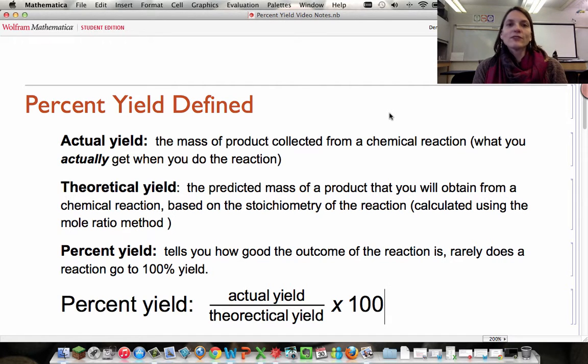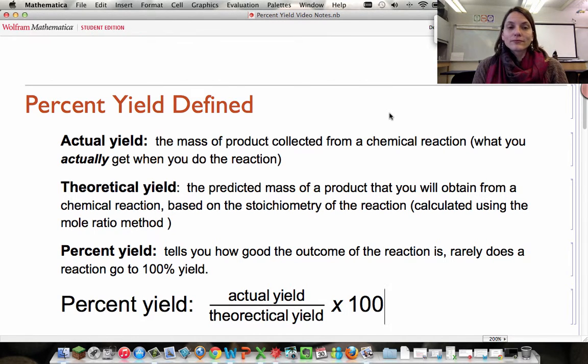The percent yield is very easy to calculate. You take the actual yield divided by the theoretical yield and multiply it by 100. You're probably wondering, what do those terms mean? Well, the actual yield, just like it sounds, is the amount of substance that you obtain when you do a chemical reaction. It's what you actually get in the reaction, and it's what you measure in the lab.